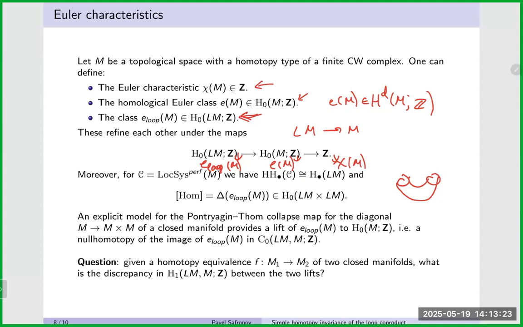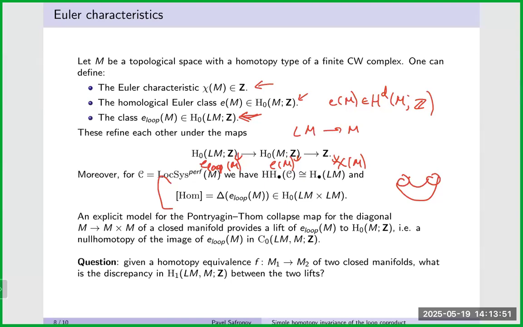And what you can easily compute is that this is actually just the push forward of this loop Euler class under the diagonal. So the loop Euler class lives in the loop space, and this elbow cobordism lives on loop space, product loop space. Okay, so that's the computation. And now the goal is to produce an Euler structure.